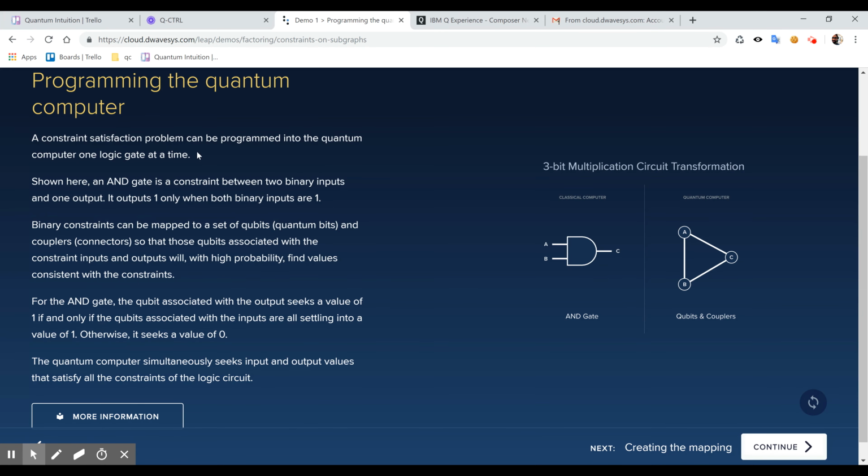So a constraint satisfaction problem can be programmed into the quantum computer one logic gate at a time. Shown here, an AND gate is a constraint between two binary inputs and one output. It outputs 1 only when both binary inputs are 1. Yeah, that's the definition of an AND gate. Binary constraints can be mapped to a set of qubits, quantum bits, and couplers, connectors. There's a lot of new stuff in here, so that those qubits associated with the constrained inputs and outputs will, with high probability, find values consistent with the constraint.